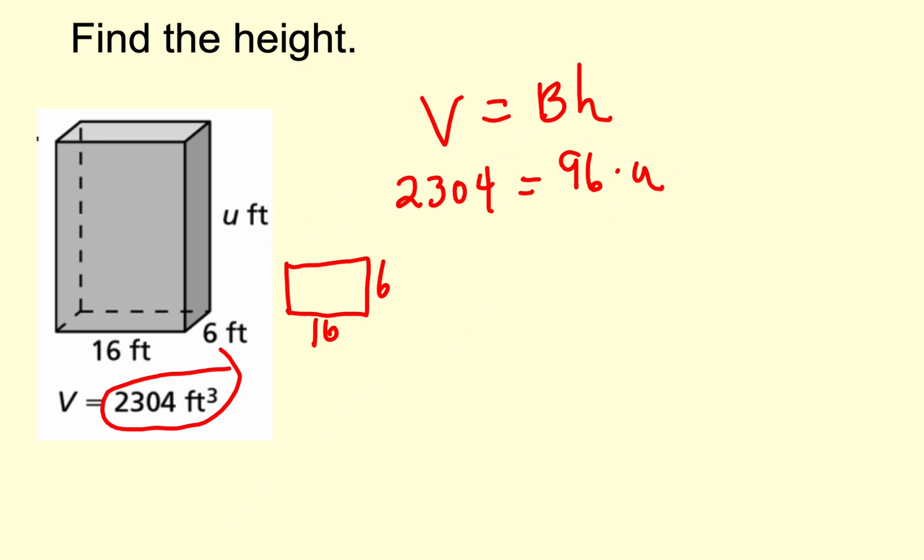We're going to use algebra to solve for u. 2304 divided by 96, and the answer is 24. 24 equals u. So this will be a 24, so that when I find the volume, I will get this number.